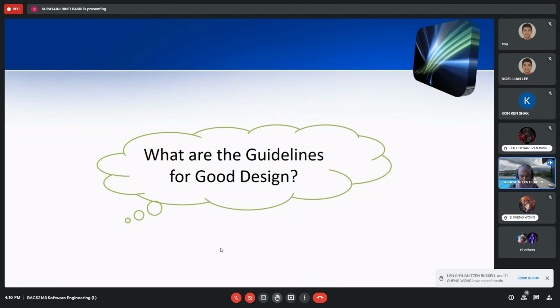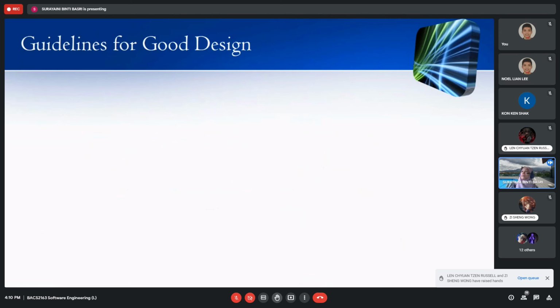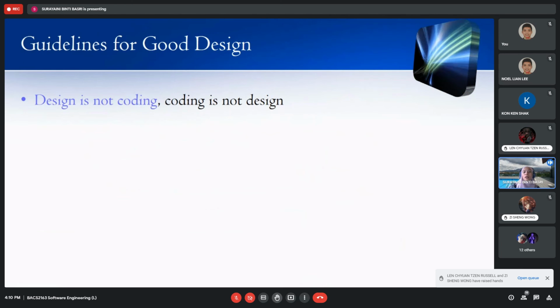Okay, so we have covered the quality metrics. Remember, we have four quality metrics that we need to make sure are implemented in our design so that we can confidently say that our system has a good design. Okay, so besides the quality metrics just now, these are the guidelines for good design.